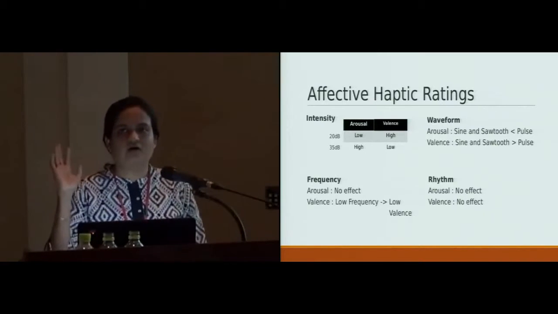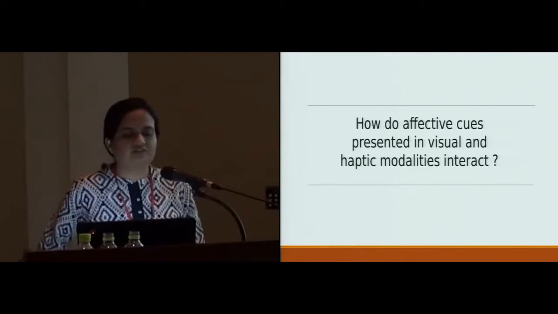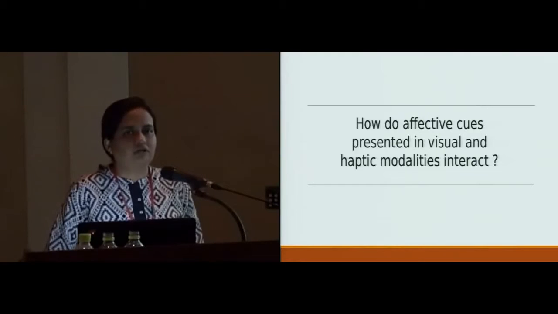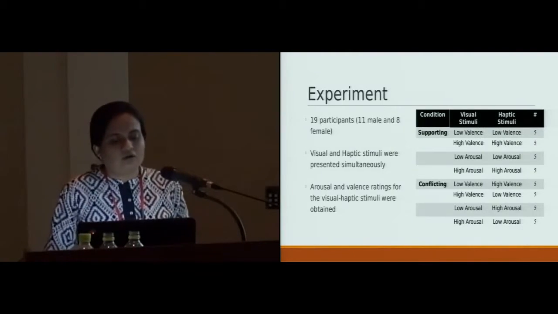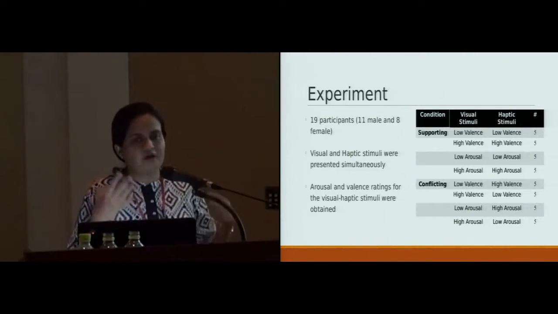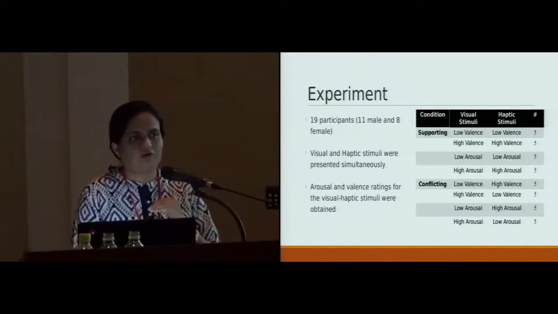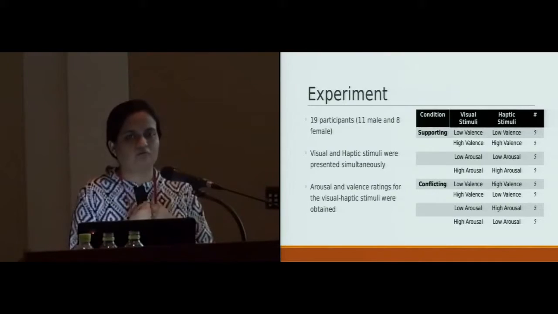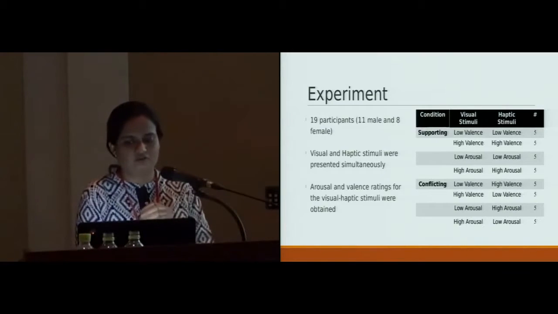So now I have my affective visual data set. I have my affective haptic data set. So the next question to ask is, how do the affective cues presented in visual and haptic modalities interact? So what we did was, we combined the visual and haptic stimuli under 2 conditions. In the supportive condition, my visual and haptic, both of them convey to the participant the same emotional cue. If the visual stimuli is low valence, my haptic stimuli is also low valence.